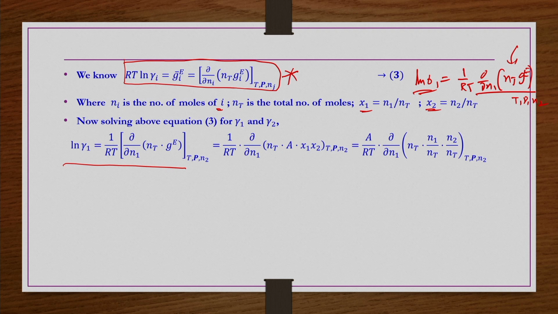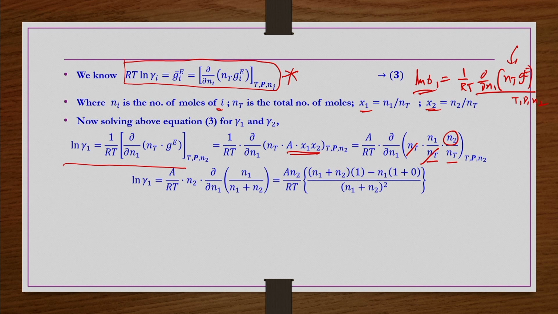Here GE is A x1 x2, as given for the 2 suffix Margules equation. A is a constant that you can take out, and N1 by Nt is x1, N2 by Nt is x2. So, this Nt is cancelled out, and N2 is also independent of N1, so that also you can take out as a constant outside of the differentiation.